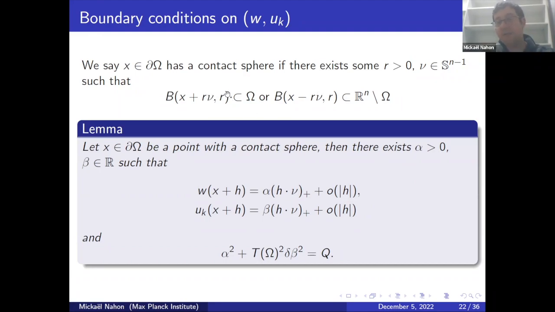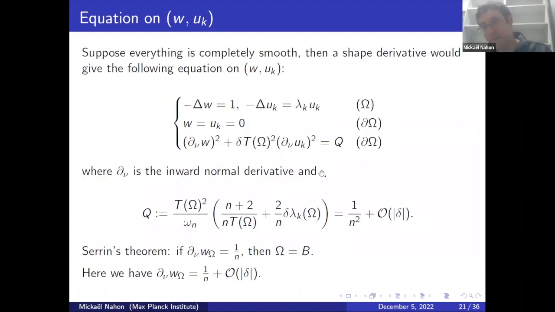Where nu here typically is the inward normal vector, but it might not be the unique inward normal vector. And what we say is that if you take a contact point, a point with a contact sphere, then actually W and UK have a gradient. When you zoom in, you see that they are both linear, they have a first order development. The norms of the gradients are respectively alpha and beta, and they verify the previous relation. This will be enough for our needs, because we say that the previous relation is verified in the viscosity sense.